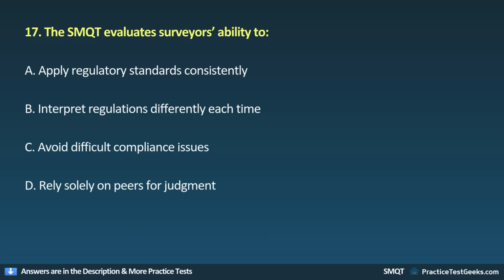17. The SMQT evaluates surveyors' ability to A. Apply regulatory standards consistently. B. Interpret regulations differently each time. C. Avoid difficult compliance issues. D. Rely solely on peers for judgment.